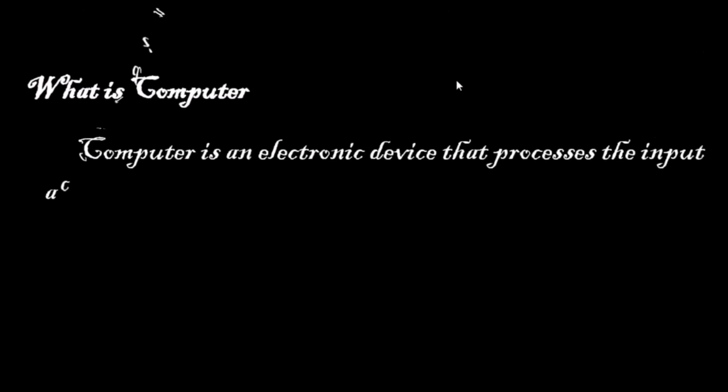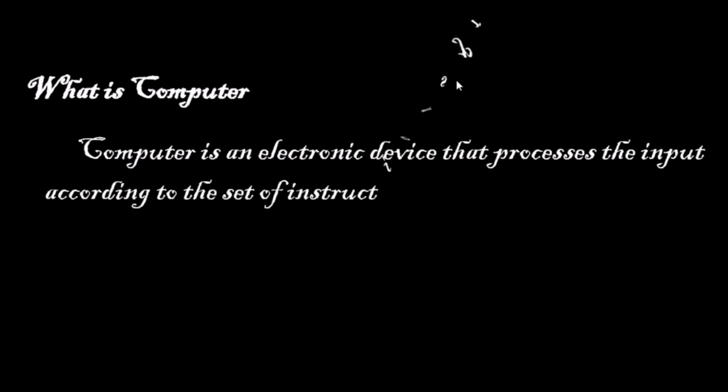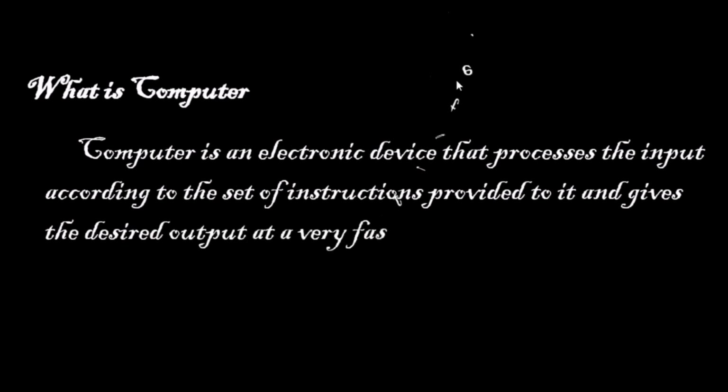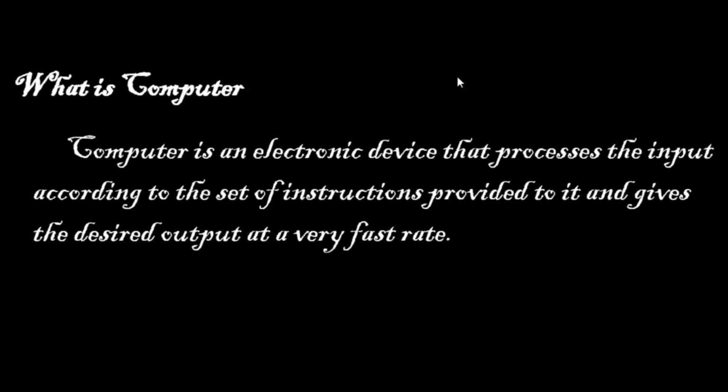Okay, so according to this, finally, define what is a computer. A computer is an electronic device that processes the input according to the set of instructions provided to it and gives the desired output at a very fast rate.